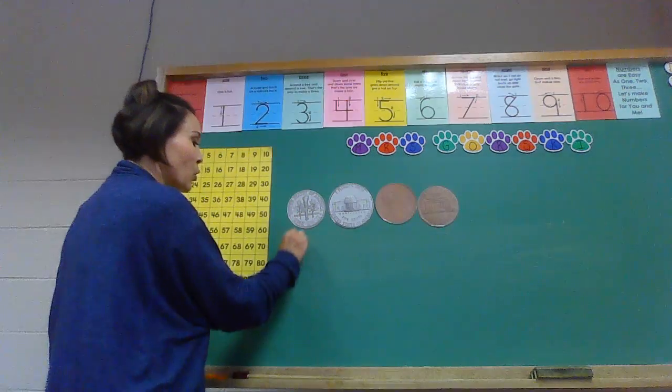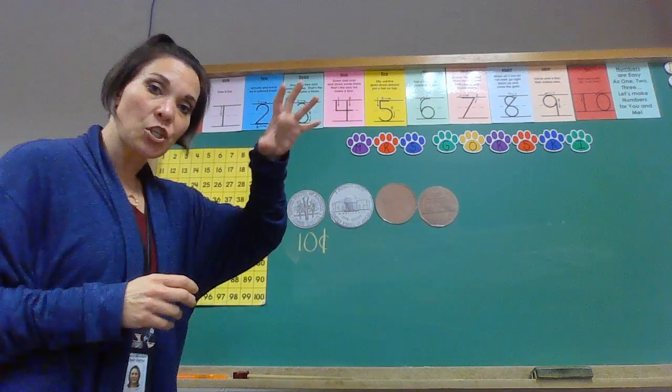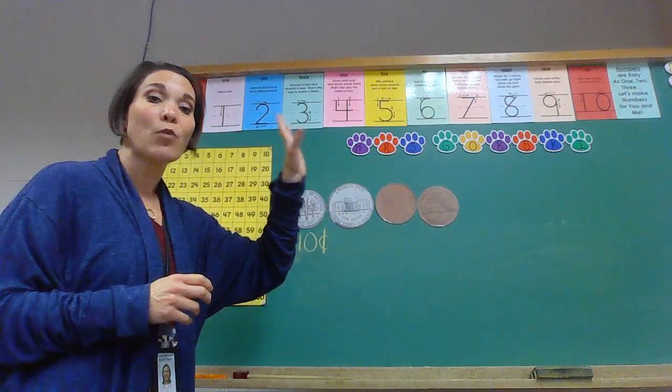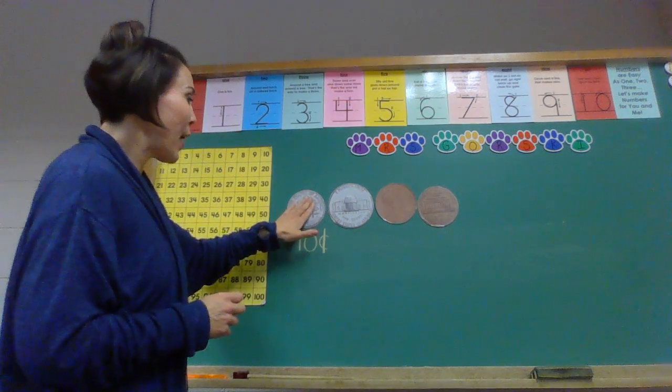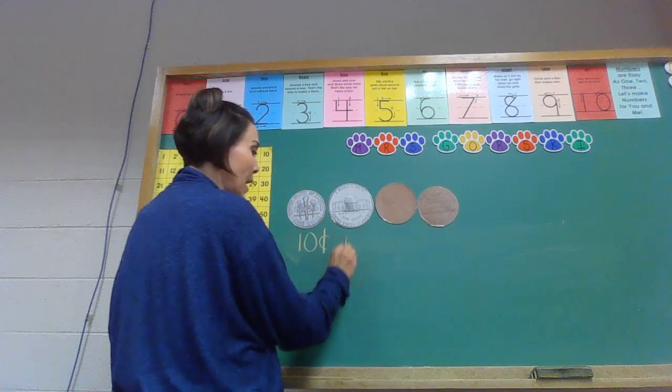This is your dime, so he's going to start with 10 cents. Now remember, you have to transition. You have to change. Your brain has to change its focus and skip count differently now. We're going to skip count by 10 and then go to a 5. So it would go from 10.